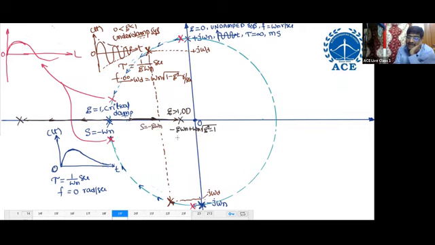Overdamped system. What is the nature? The nature is that it will increase and then decrease exponentially. This is the exact nature of an overdamped system.